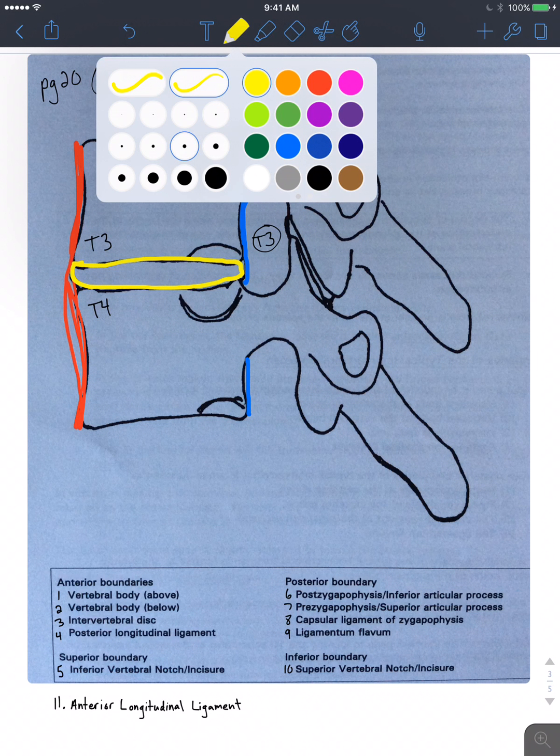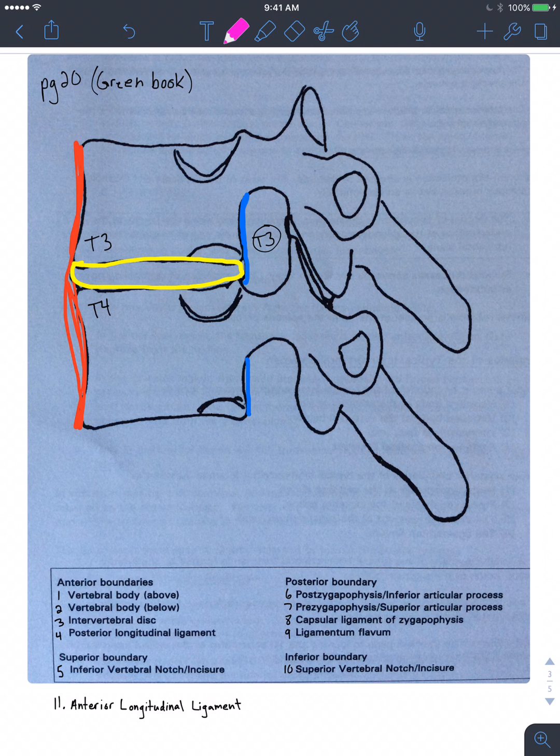The next ligament is going to be the ligamentum flavum, which connects our lamina to lamina, part of the posterior boundaries of the IVF, right? Again, it would connect down here as well to the next segment and above as well.